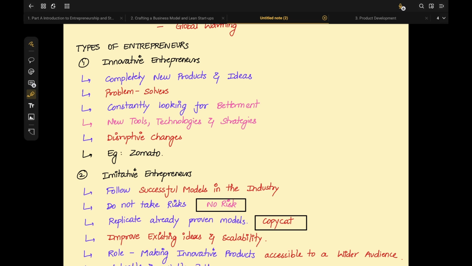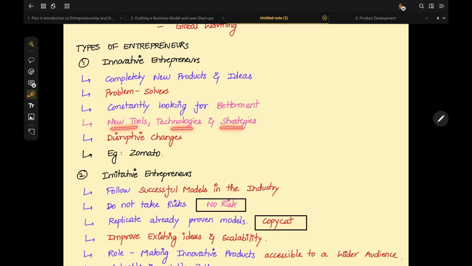Any person with a creative mind will conceive an idea. They will create an idea. That idea will be implemented into a business or a startup, and then that will solve the problem in the society. So any startup that solves a problem in the society will be very successful. The person who solved that problem is called an innovative entrepreneur. The innovative entrepreneur will be constantly looking for betterment. They will be looking for new strategy, new ideas, everything will be new, and they will be developing their business to new levels every day.